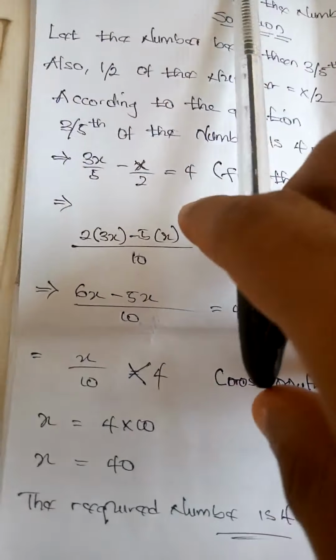If 1/5 of a number is 4 more than half the number, what is the required number? The number is 40. The required number we needed is 40.